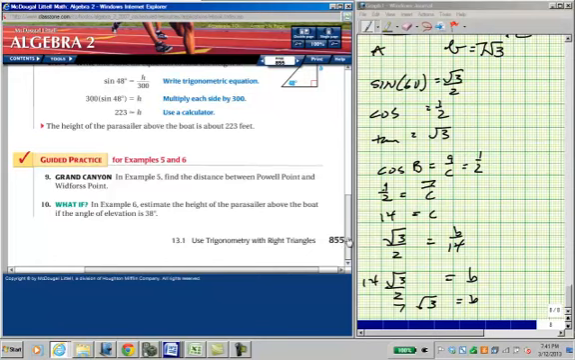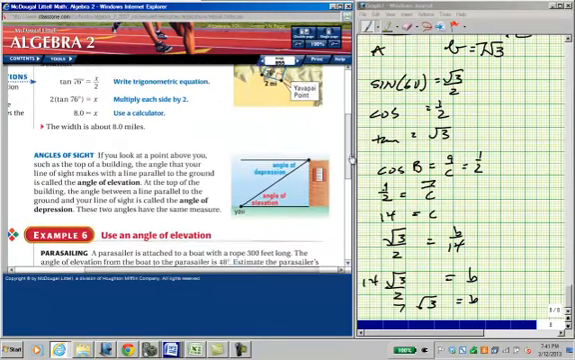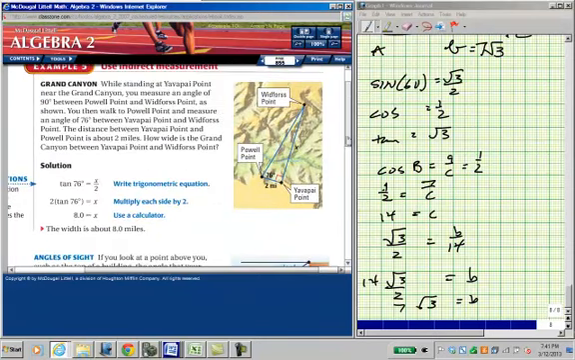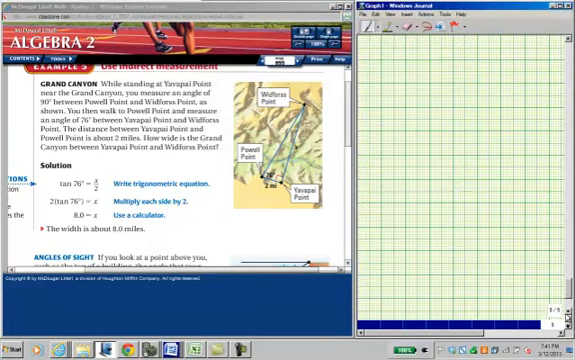Now, what do they want to do now? They want you to find the distance from Powell to Wilberforce. Okay, well, let's scroll down. How would we do that? Okay, now here's our triangle. Let's see if we can kind of duplicate it here. This is a right angle. Okay, this is 76 degrees, and this is 2 miles.